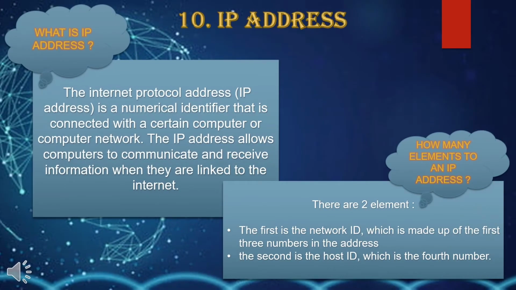The 10th point is IP address. The Internet Protocol address, or known as IP address, is a numerical identifier that is connected with a certain computer or computer network. The IP address allows computers to communicate and receive information when they are linked to the Internet. There are two elements of IP address. The first is the network ID, which is made up of the first three numbers in the address. The second is the host ID, which is the fourth number.